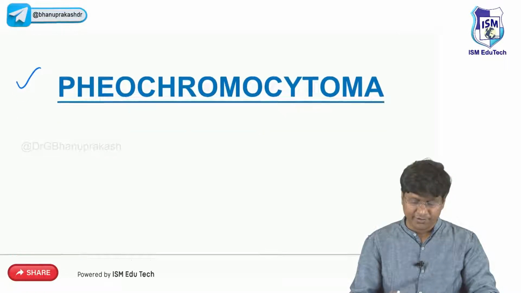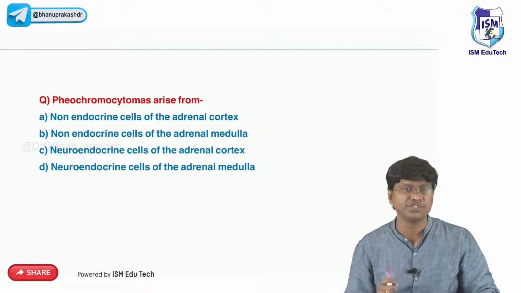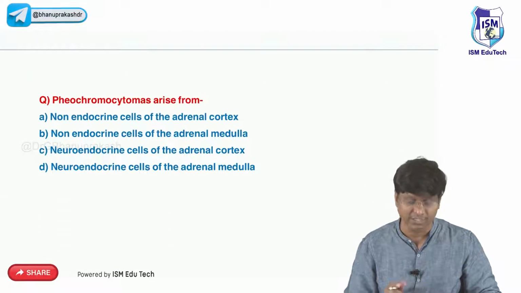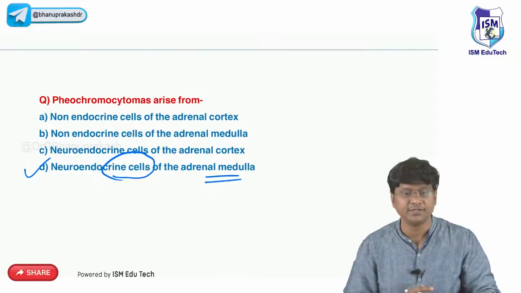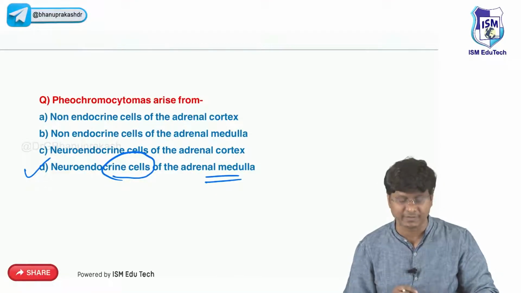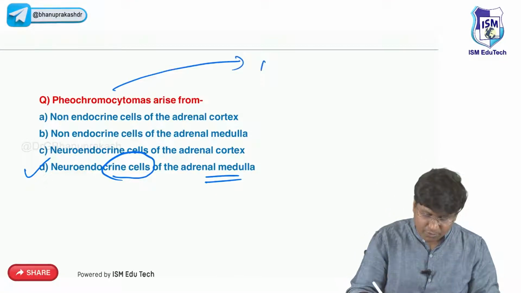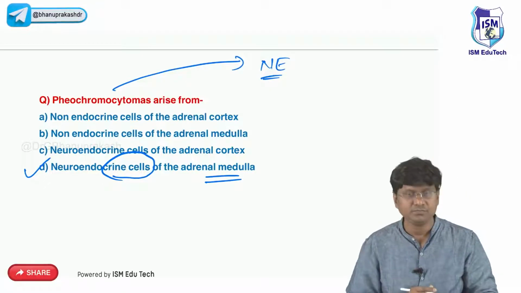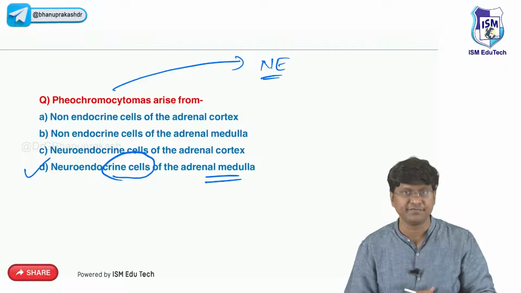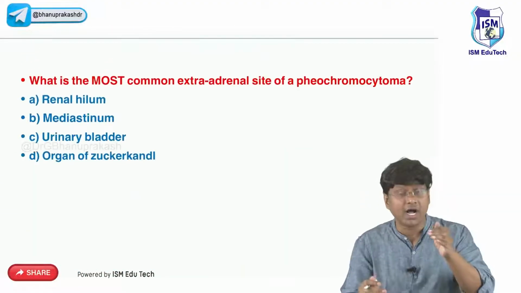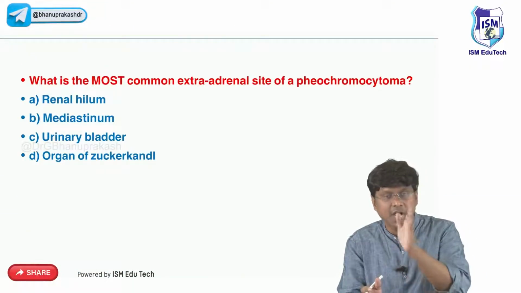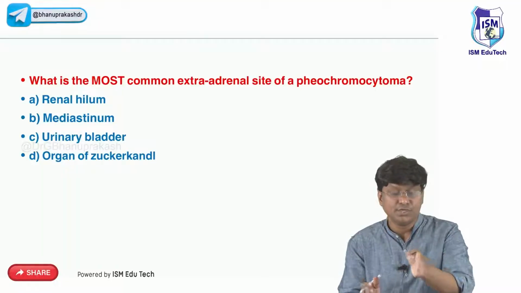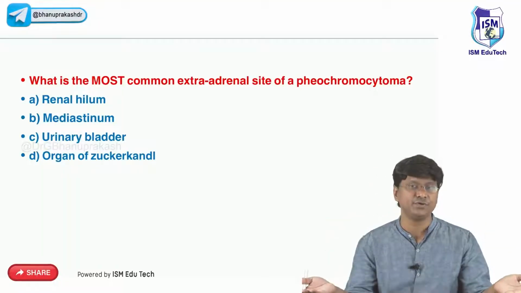What exactly is your pheochromocytoma? It's a tumor which is originating from the neuroendocrine cells of the adrenal medulla. Now, what is the predominant hormone which is being produced from pheochromocytoma? That is norepinephrine. And these chromaffin cells are not present only in the adrenal medulla. You also have extra-adrenal pheochromocytomas.